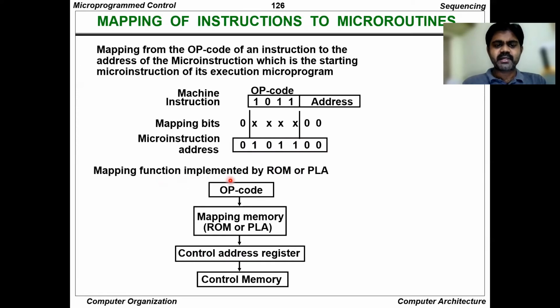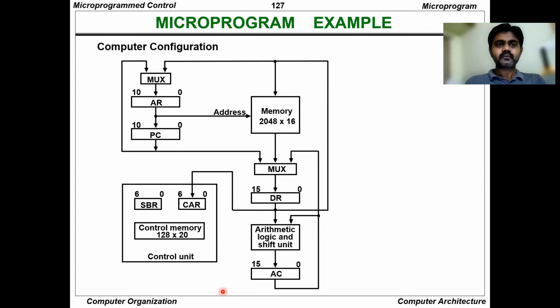This mapping function is implemented by ROM (read-only memory) or PLA (programmable logic array). We'll discuss ROM and PLA in our last unit. Here we have an opcode, then a mapping memory, which is a ROM or PLA, then the control address register for controlling, and finally the control memory. We already discussed control memory in our previous videos. You can go to our previous videos and check it there.